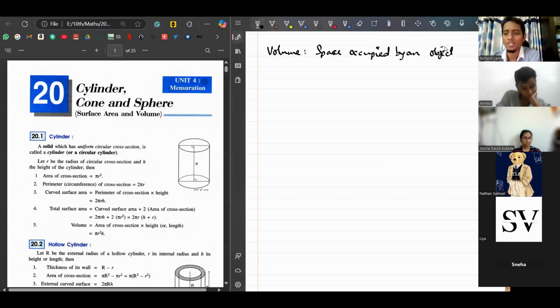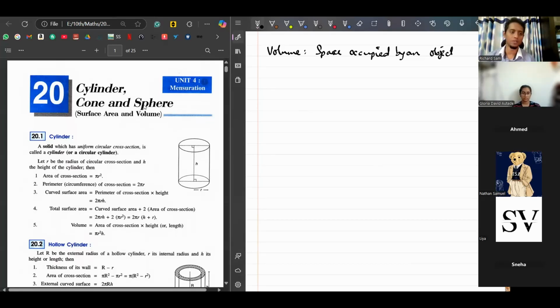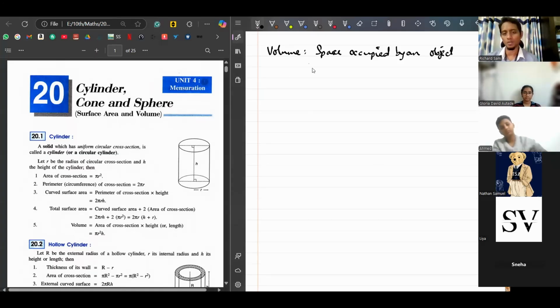Object means a three-dimensional shape. Okay, so you have many three-dimensional shapes: cube, cuboid, pyramids, cone, sphere, cylinder. So you're learning about these three shapes. Now, how do you find the volume? To find the volume, you have to multiply three perpendicular sides.